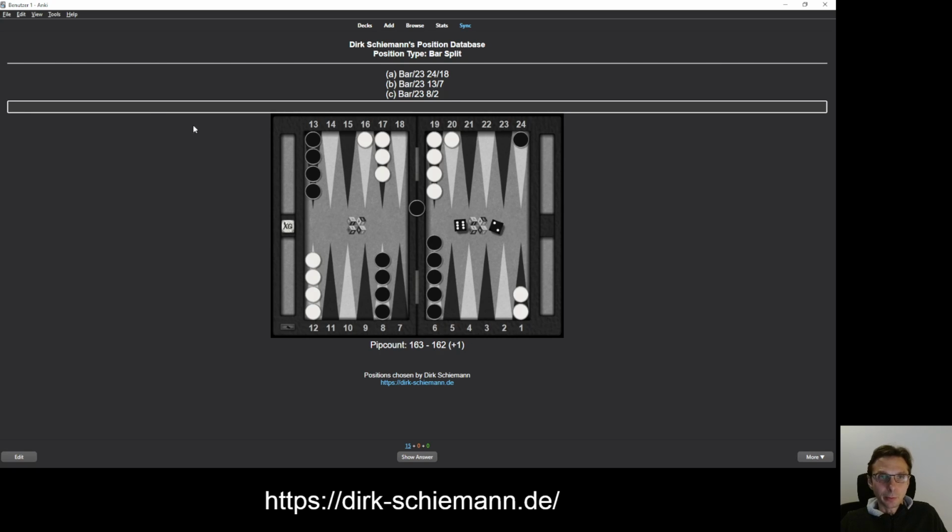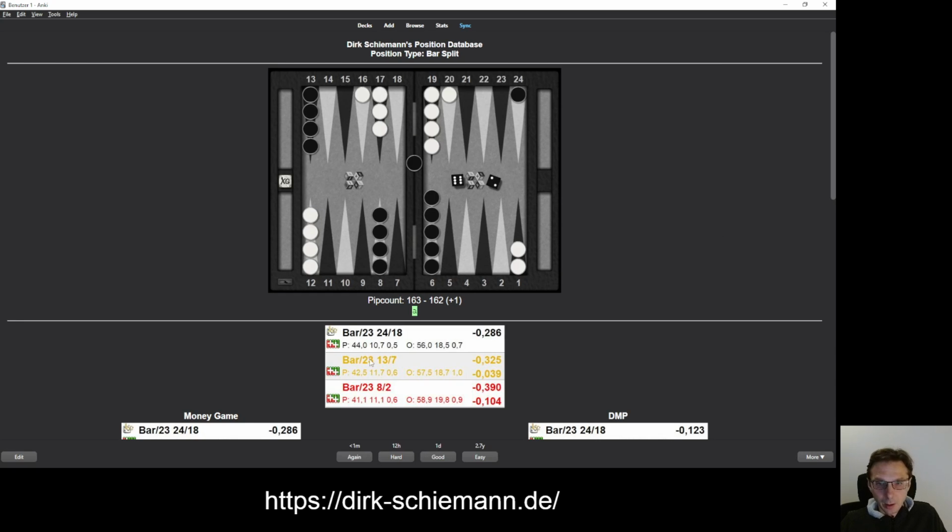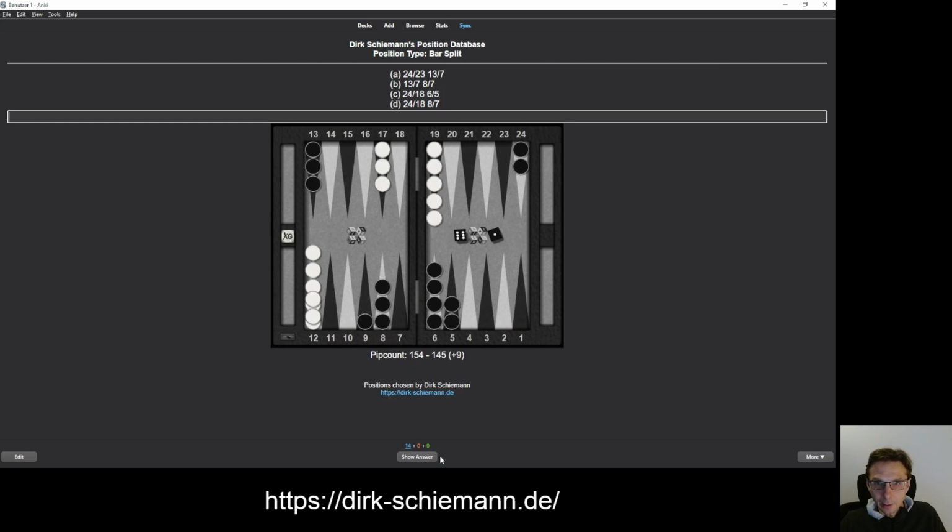Here you should split to the bar. And again, this is a function of the priming threat that you are facing. Here it is much bigger. This could become a 5 prime quickly, so you have to play more actively. And you can see splitting to the bar is clearly superior to bringing the checker down, unlike in the example before.